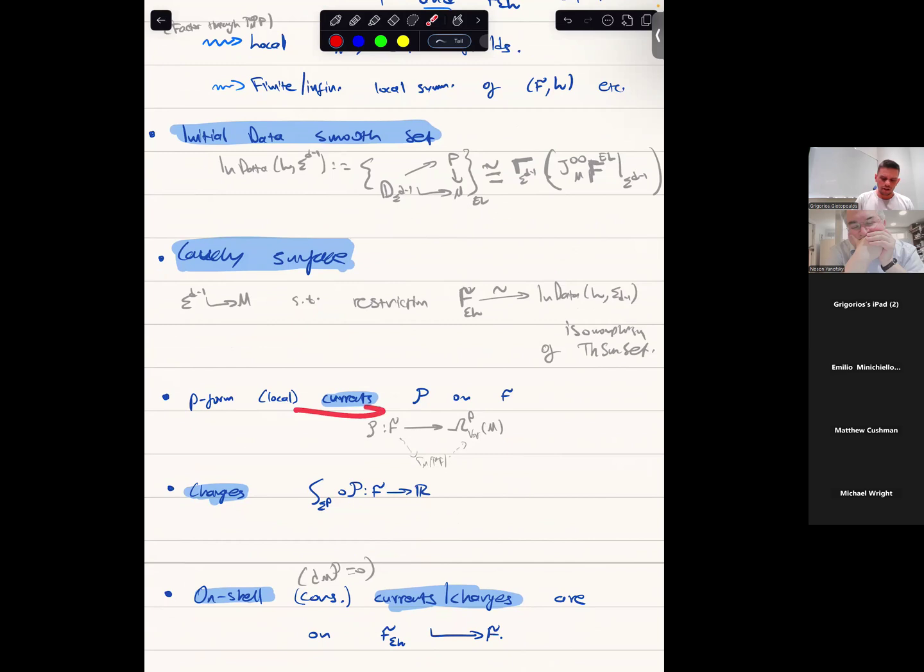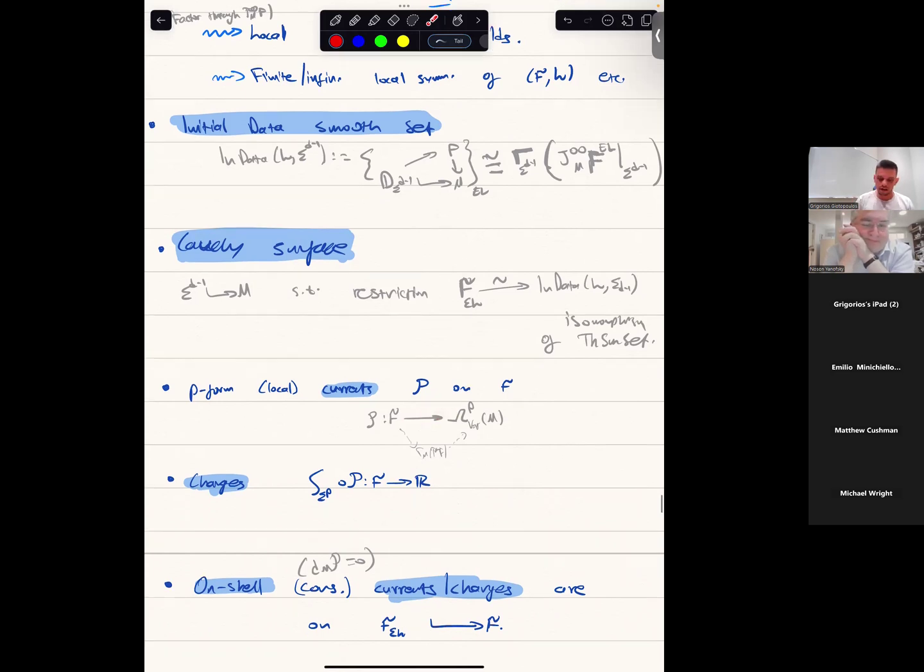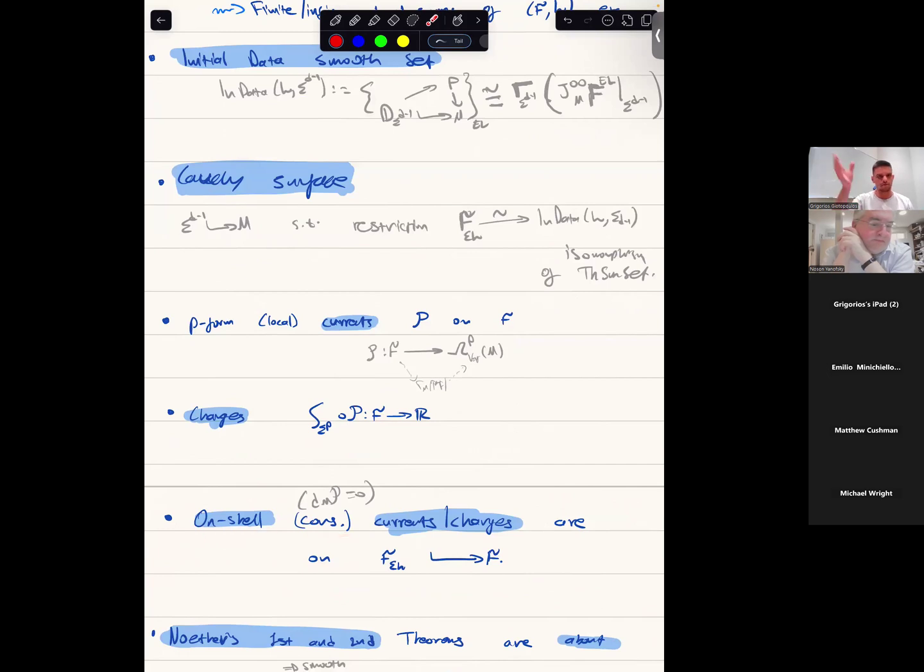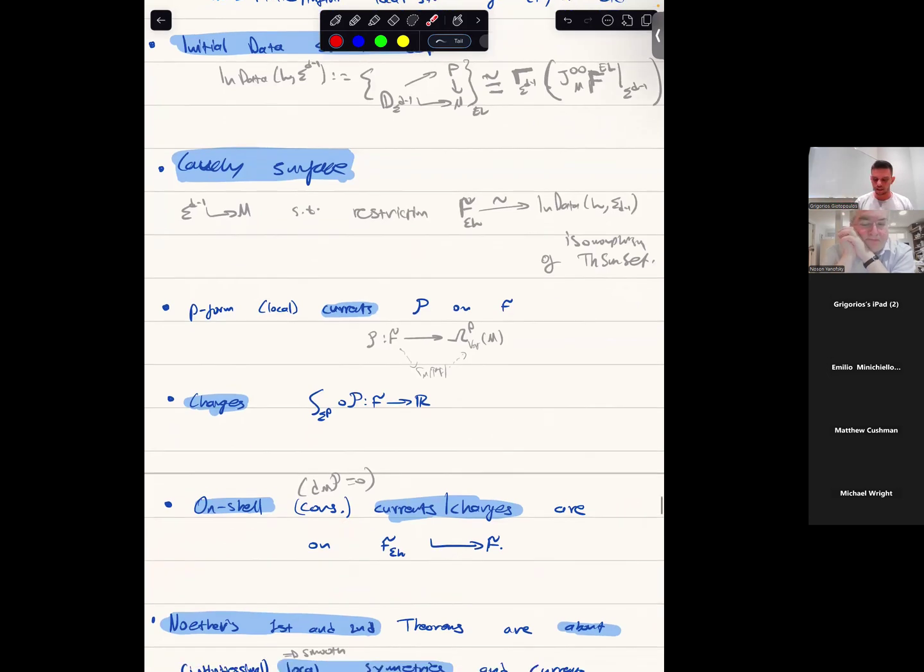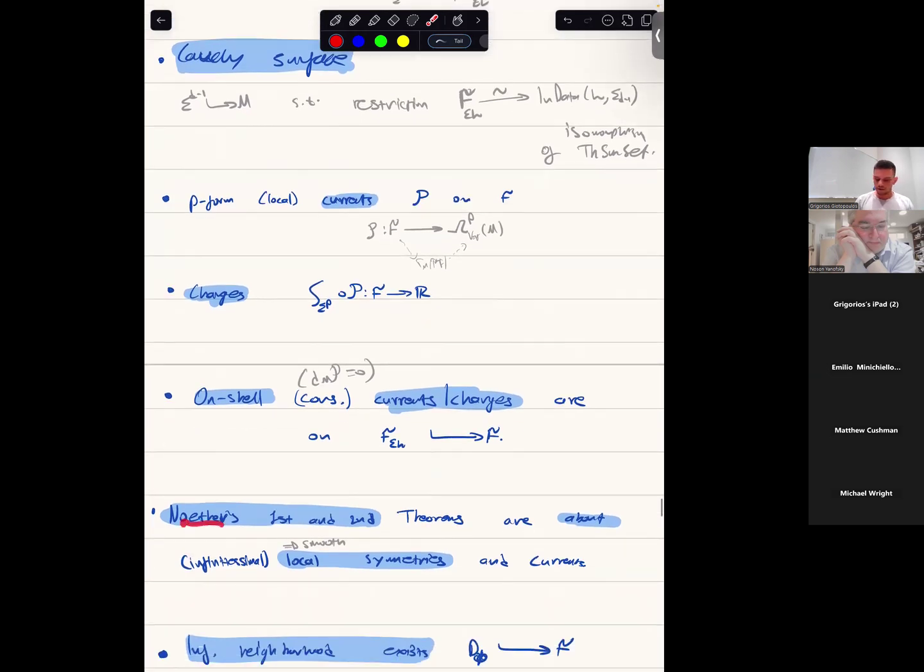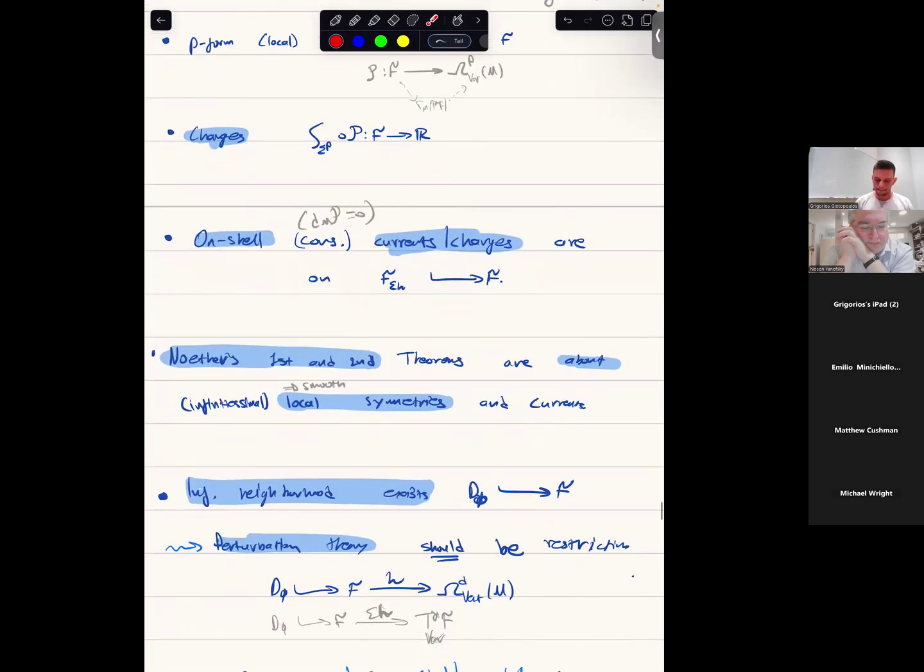Now, P-form local currents, you might have heard of currents. These are just maps out of the field space with values in P-forms instead of top forms like the Lagrangian. Charges: you integrate along some manifolds, you get charges, or on-shell conserved ones, which are the ones restricted along this critical locus. Then Noether's first and second theorems, they're about infinitesimal local symmetries. They become rigorous in these infinite dimensional spaces.